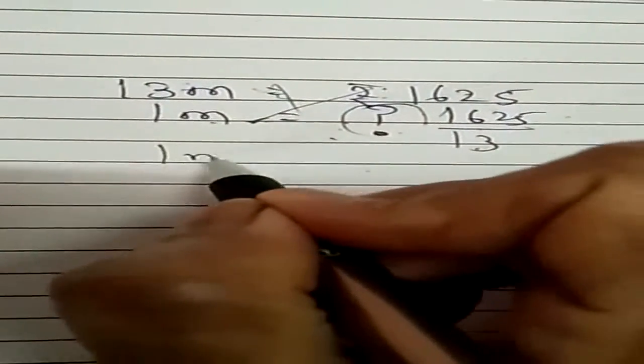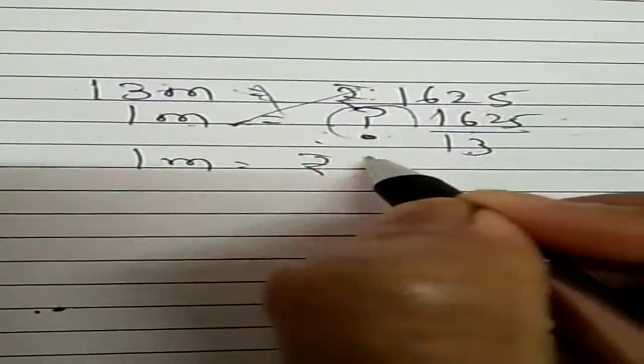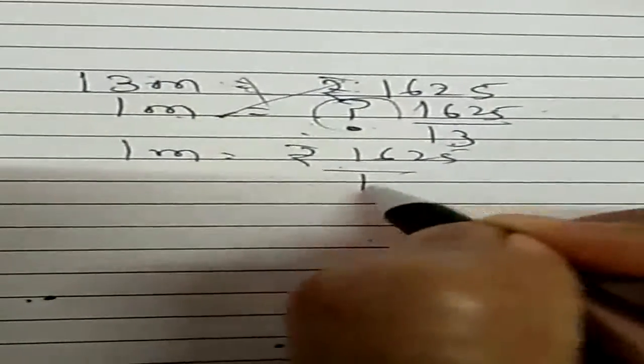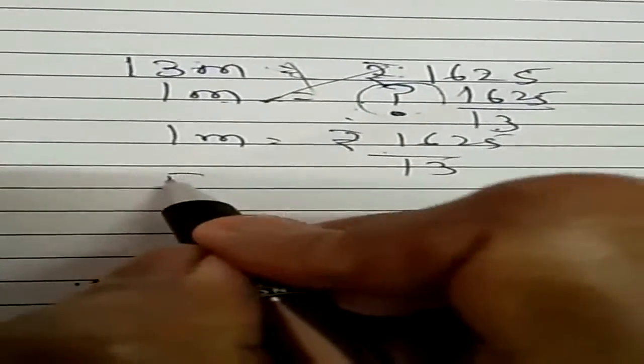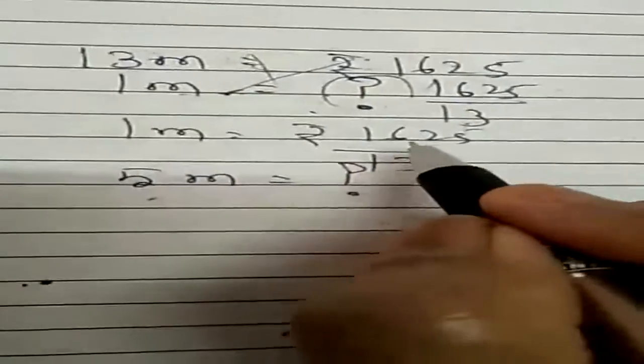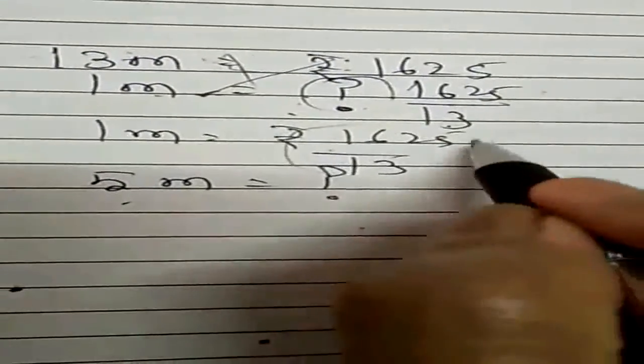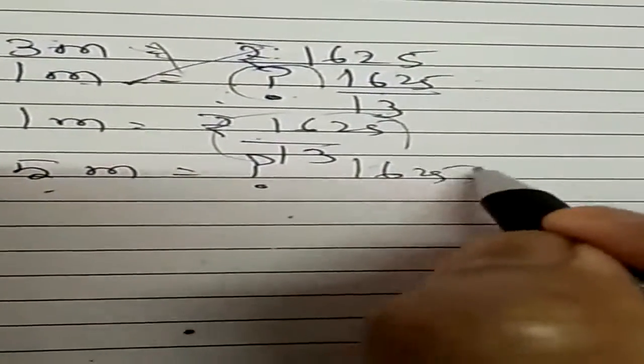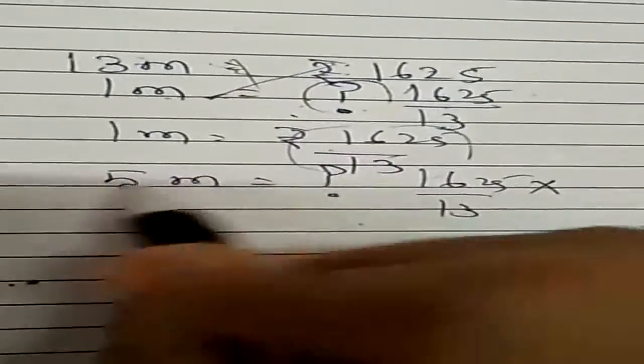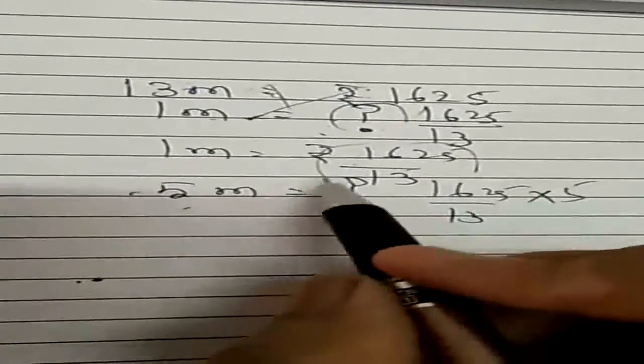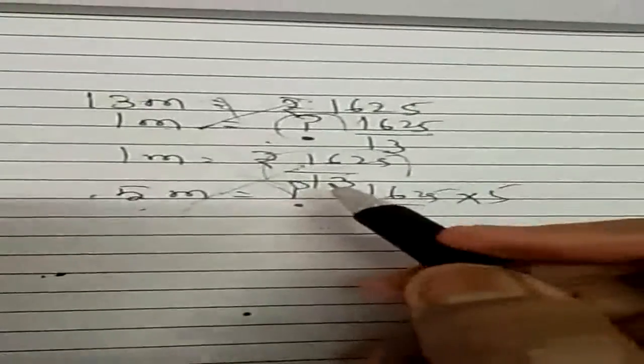See, when 1 meter is costing rupees 1625 by 13, then 5 meter will be costing how much? 5 meter will be costing more. More means multiply. So first on this side you take 1625 by 13, multiply means into 5. Or otherwise, when you do the cross multiplication, you multiply both this side, right? So anyway you can understand and do it.